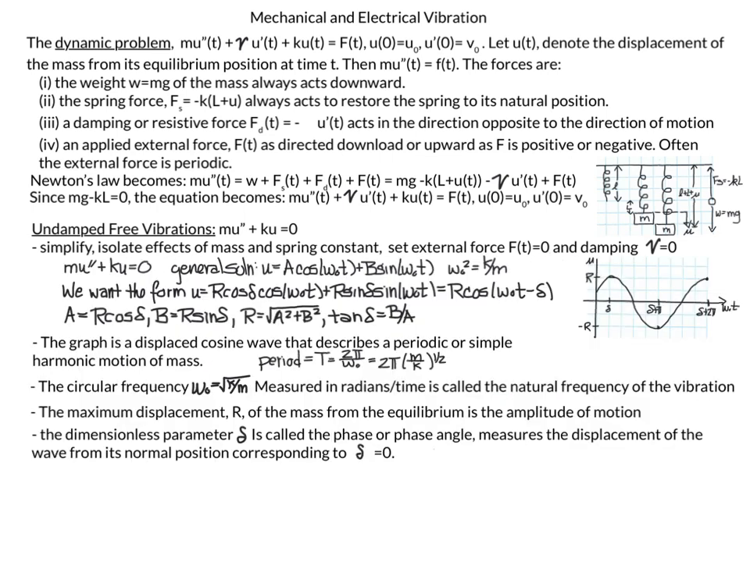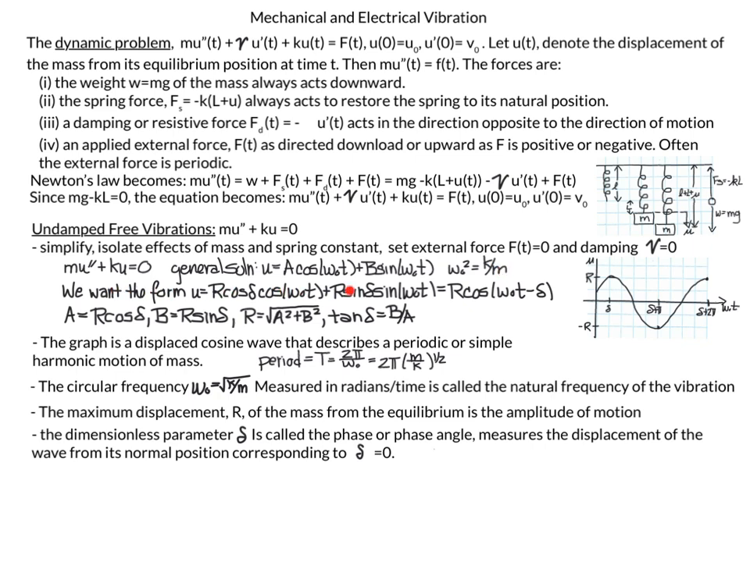I have summarized what we talked about here. We had an undamped free vibration. So again, undamped meaning our damping is equal to 0, free meaning our external force is equal to 0. So we came down to m u double prime plus k u equals 0. We saw the general solution would be u is equal to a cosine omega naught t plus b sine omega naught t, where omega naught squared is equal to k over m.